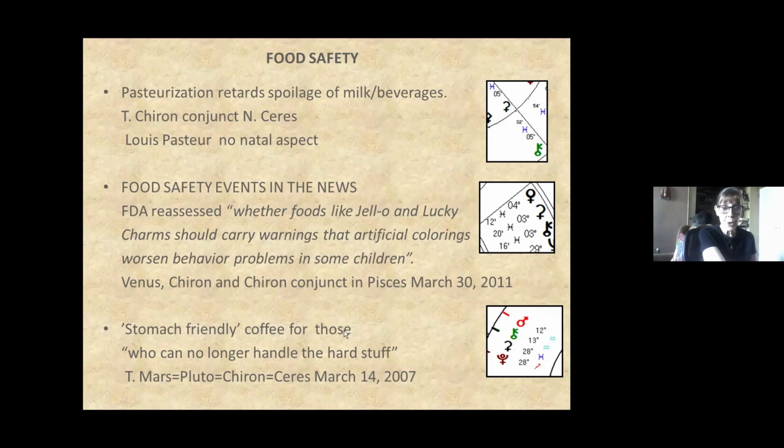Now, the other thing that happened on a transiting aspect, what was this? This was a semi-square, was a stomach-friendly coffee for people who couldn't stand high-acid coffee. And these were the transits, but it's the Ceres Chiron we're the most interested in here for people for whom coffee was injurious.